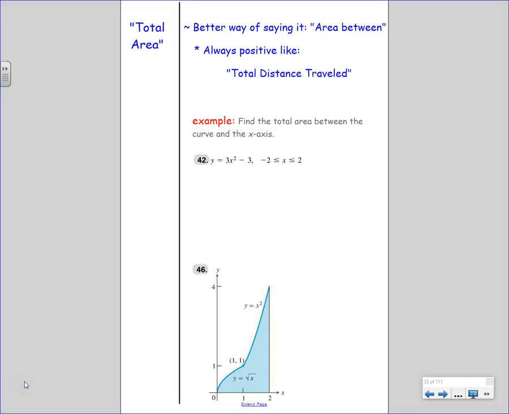If we need to, we need to split this one up. Yes. Those two functions? There are two different functions, so we would have to split them up and then add them together.